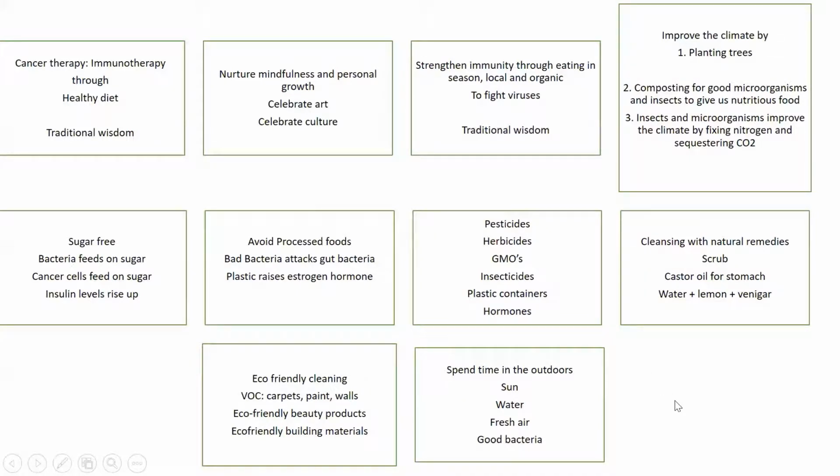Now, for cancer, we can do something called immunotherapy. Immunotherapy comes from a healthy diet and looking at traditional wisdom. When you eat in a healthy way, you nurture the good cells in your body that can attack the cancer cells. So our bodies have two types of cells. We have the good cells that can replicate, but we also have the cancer cells that have a tendency to grow if we feed them sugar, processed food, and deep fried food.